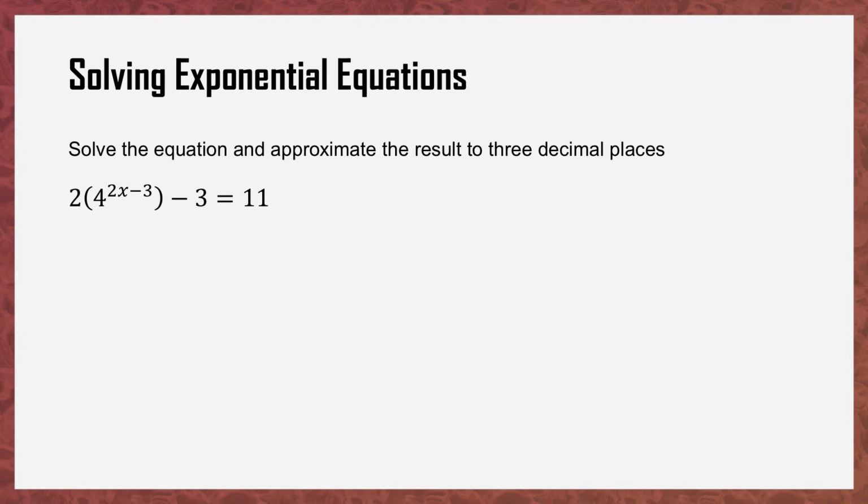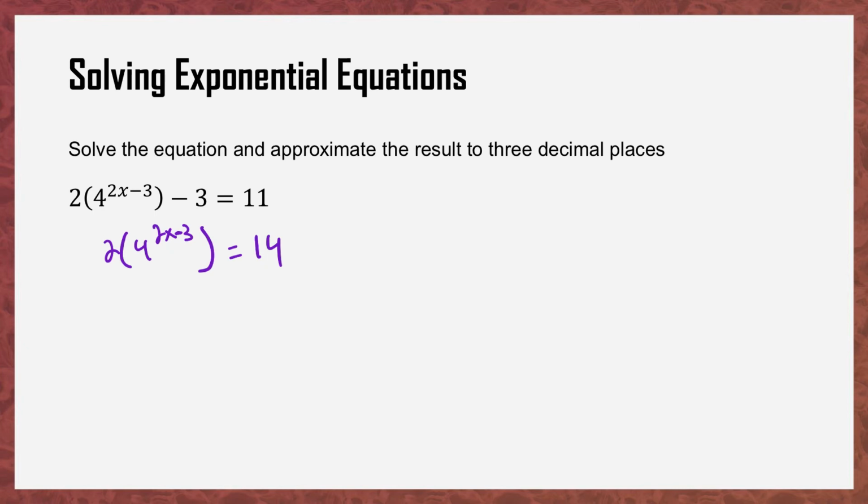So I have to move over the -3 and the 2, and I'm going to do them in reverse order of operations. So anything added or subtracted, I move over first. Anything multiplied or divided, I move over next. And that should get my parentheses by themselves. So I will add 3 to both sides. So 11 plus 3 is 14. So here we have 2 times 4 to the 2x minus 3 equals 14 because I added 3.